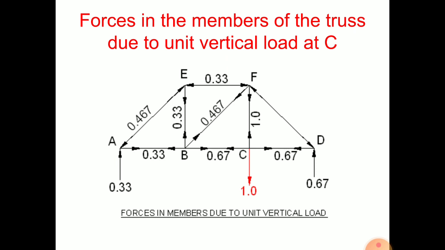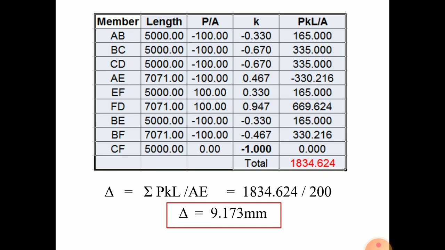At every joint we have to resolve the forces. Then next, listing the forces, positive for compression and negative for tension I have taken. So here you can see that the P by A is already given in the problem, that is 100. So for AB, BC, CD, AE and BE, all these members are in tension, so the stress will be tensile, so I have taken it as negative.